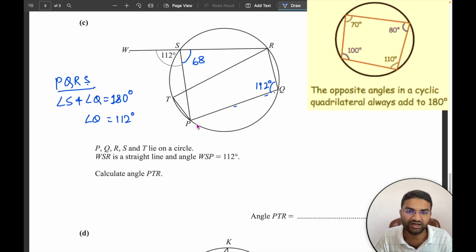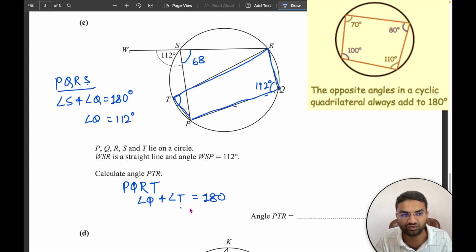So angle Q you will get is 112 degrees. Now you have to use the other cyclic quadrilateral, which is quadrilateral PQRT. We will use this quadrilateral because we have to find the angle T. So angle Q plus angle T is equal to 180. So angle T you will get is 180 minus 112, which is 68. That's the theorem that we have to use.